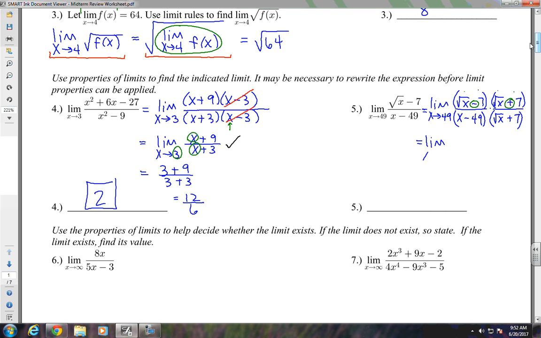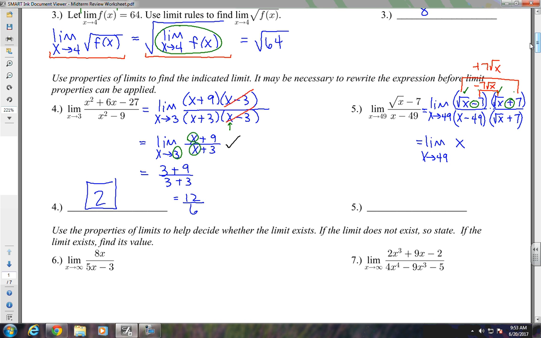When we FOIL the numerator, we multiply the first two terms together. That is square root of x times square root of x. That gives me x. When we multiply the outside terms together, we get plus 7 square root of x. And when we multiply the inside terms together, notice we get minus 7 square root of x. Those are going to cancel out, and that will happen every time when you apply the conjugate.